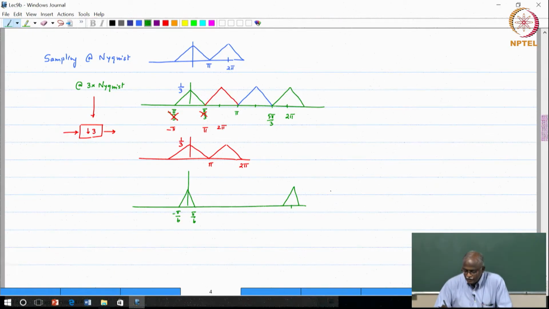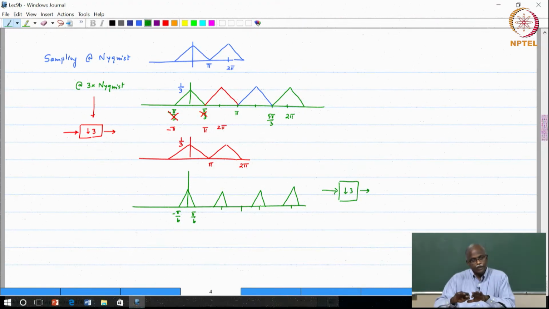If this signal is downsampled by a factor of 3, what would it look like? I would have to create multiple copies at 2 pi by 3 and 4 pi by 3. Please go ahead and do that. So, basically 2 pi by 3, 4 pi by 3 copies of this spectrum, okay.